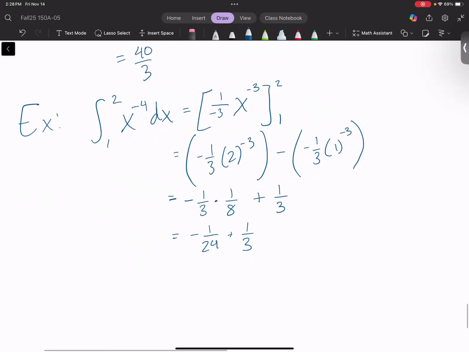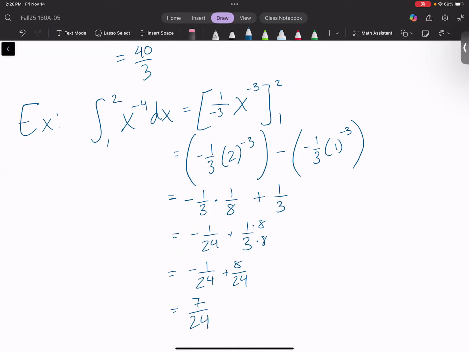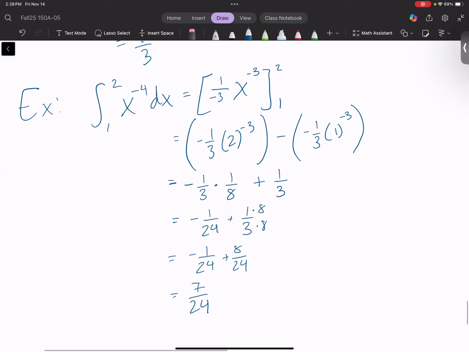And you get a common denominator, negative 1 over 24 plus 8 over 24, and this is 7 over 24. Awesome. Okay. Notice these are the shortcuts, right? We have no limit of a Riemann sum happening anywhere, right?